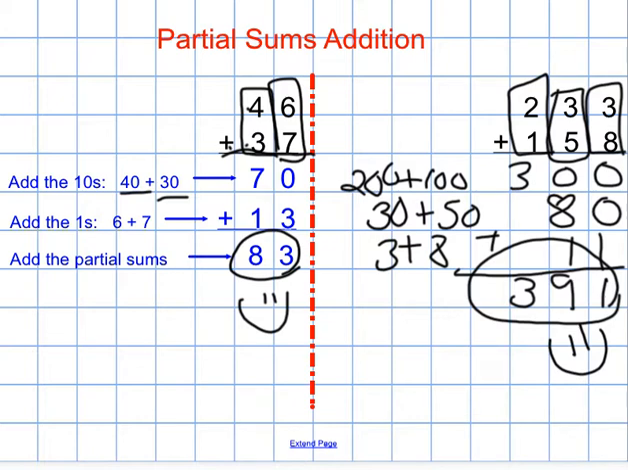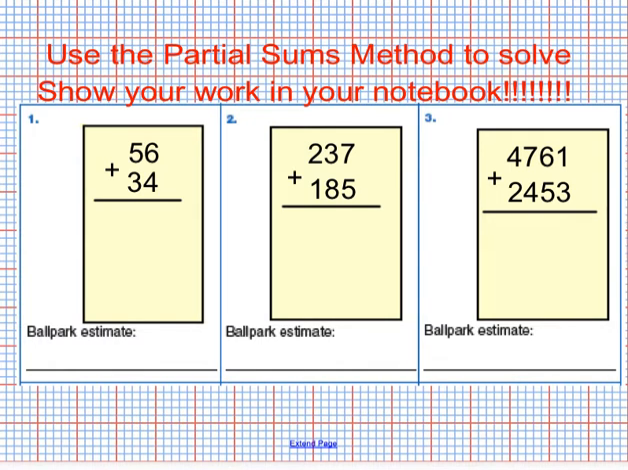So now it's going to be your opportunity to practice. You have 3 different problems that you are going to be copying into your math notebook and solving them using the partial sums method. And you are also going to be asked to think about a ballpark estimate. So we're going to do the ballpark estimates together right now.